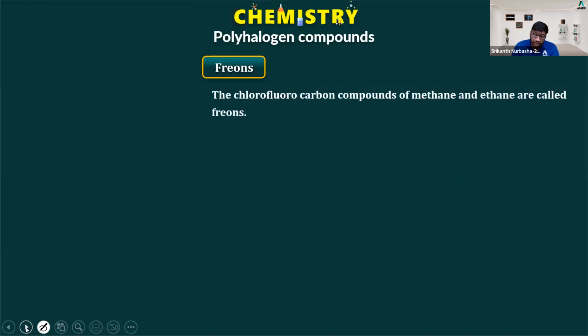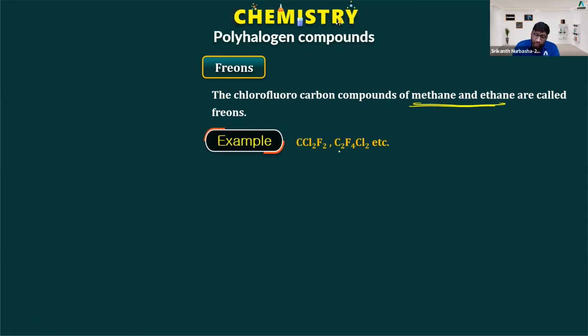Next comes the freons. Freons are chlorofluorocarbons. Chlorofluorocarbon compounds of methane and ethane are called freons. You can take CCl2F2, C2F2Cl4. Chlorofluorocarbons like methane means CH4. You have to replace all the hydrogens by either fluorines or chlorines. CCl2F2. Similarly, C2H6 is ethane. You have to replace 6 hydrogens by halogen atoms like fluorines and chlorines. C2F2Cl4, C2F4Cl2. So these are nothing but freons.